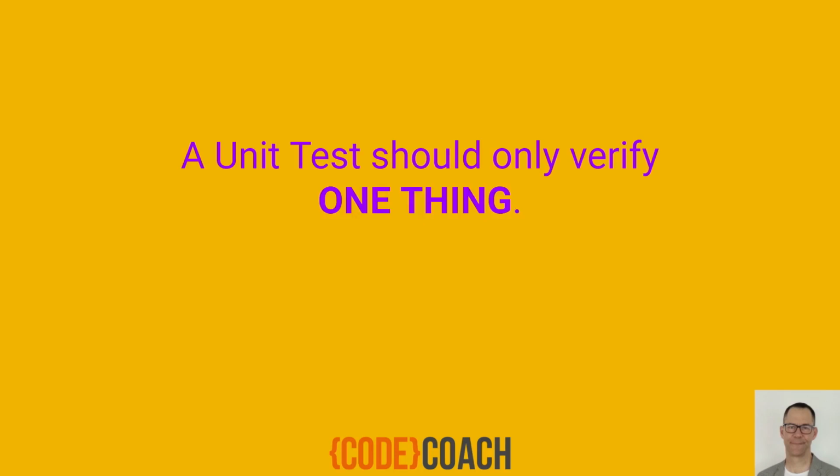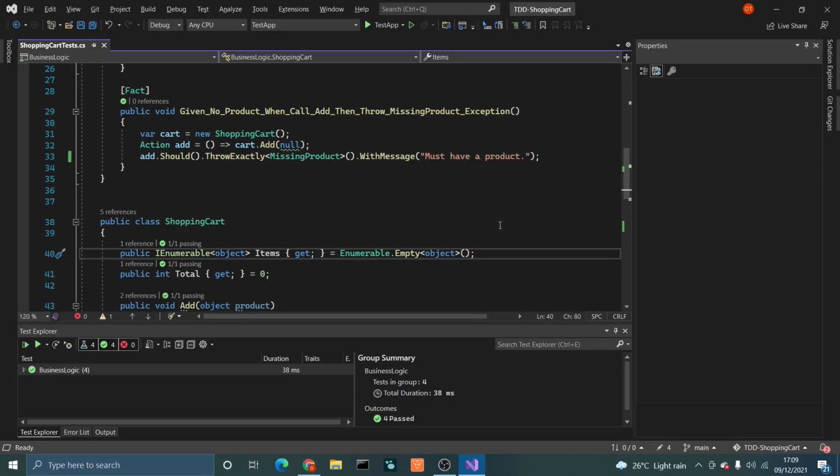The missing product exception, let me go back to Visual Studio. The missing product exception message must have a product is an integral part of the missing product exception. So I think it is fair to say that we're still checking for the one thing in the one unit test and that we're doing those things together.